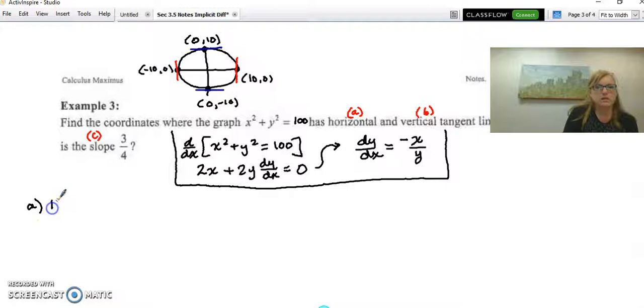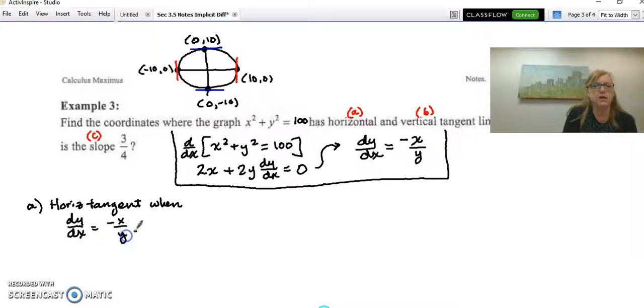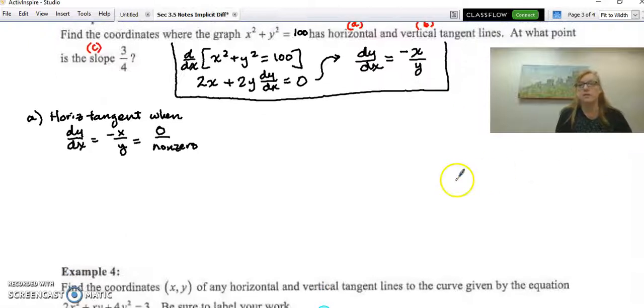Now for A, you want to write this sentence because this is how you possibly get at least a point on the AP. Horizontal tangent when, and then you say what's going to happen. So dy dx, which is equal to negative x over y, is going to be horizontal when the top is 0 and the bottom is non-zero. So on an AP, there are many times where that actually is enough to get you at least 1 point.